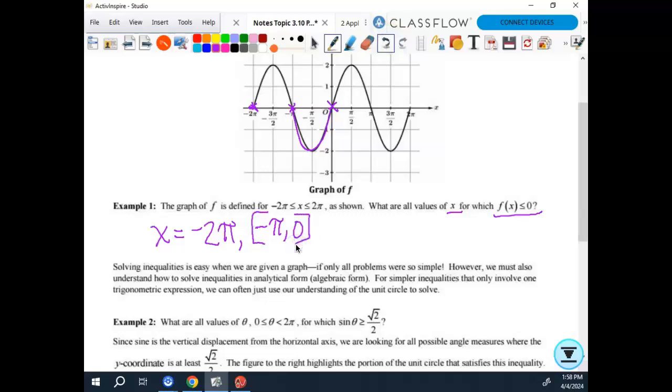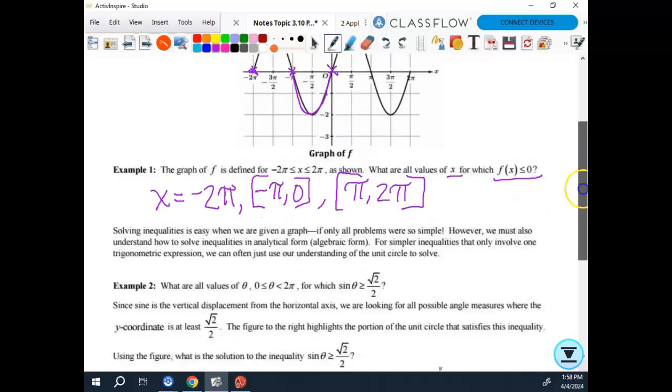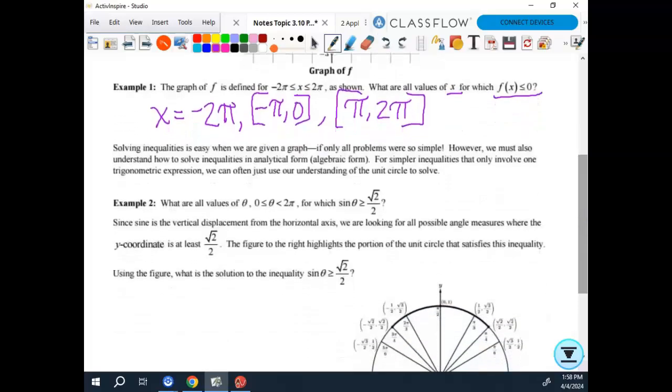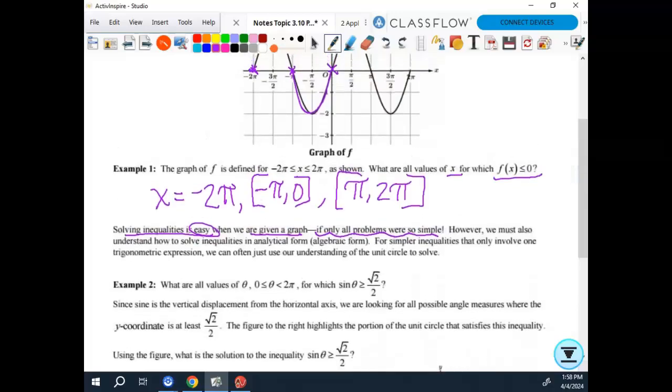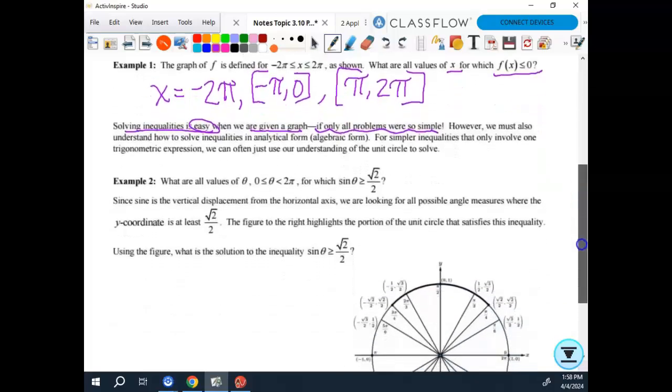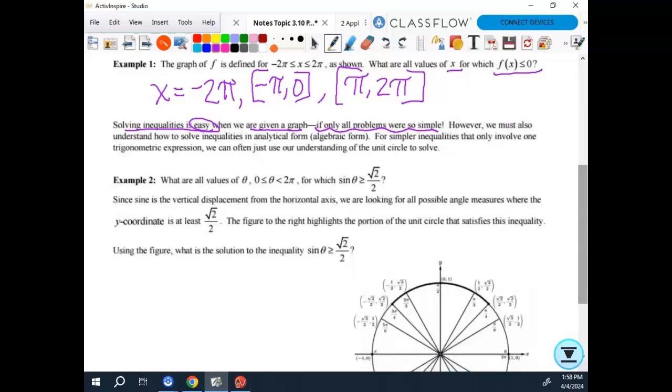Sorry. All right, then what's the next time it is less than or equal to 0? Pi. And then I'm going from pi to 2 pi. Okay, do I include these? Yes, and I actually will this time. We good with that? Okay. I hope so, because that was fairly simple, and it even says, solving inequalities is easy when you are given a graph. Because it's just one point, so it's not an interval. We're not going from it, it's just one thing. So it's easy when we have a graph, but if only all problems were so simple, and they're not.